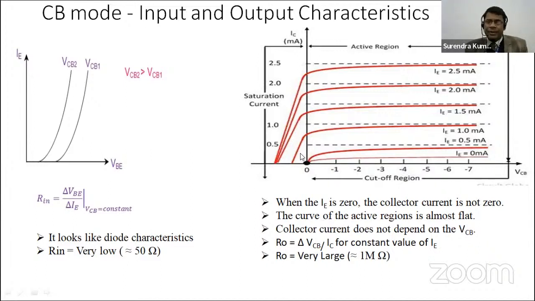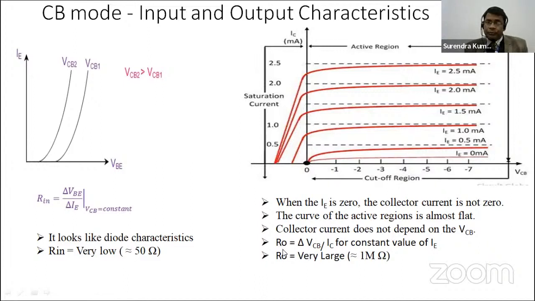You can see after a particular value of the VI characteristics, after this point, the level of current is almost constant and it is independent of VCB. There is no effect of this change in VCB. Third point, collector current does not depend on VCB. Already we have discussed this point.